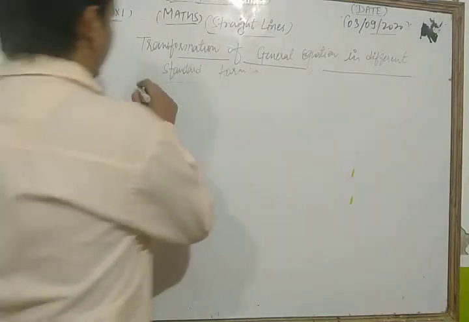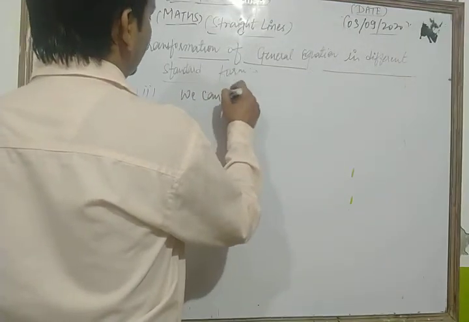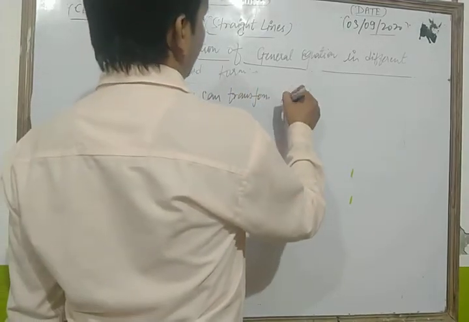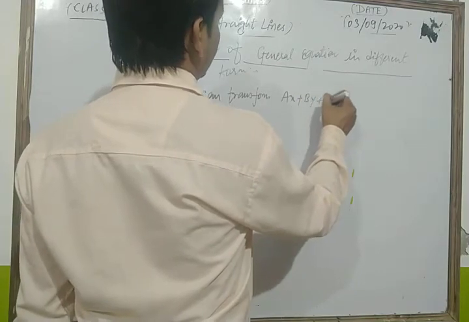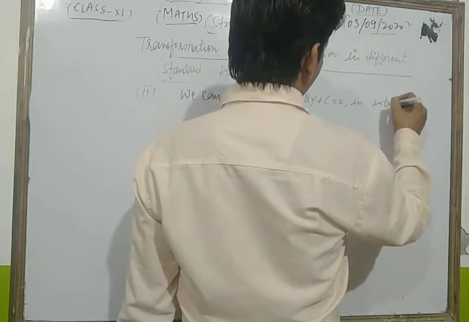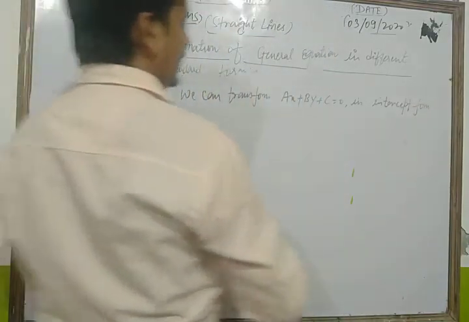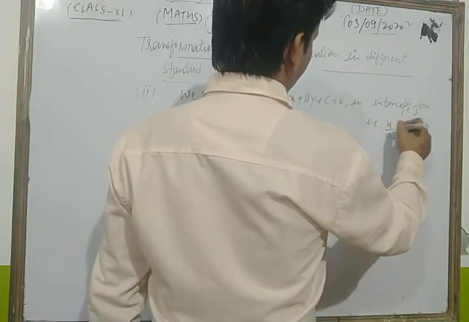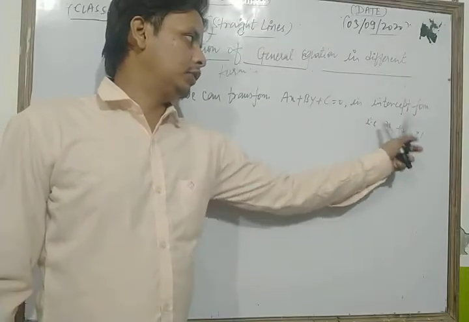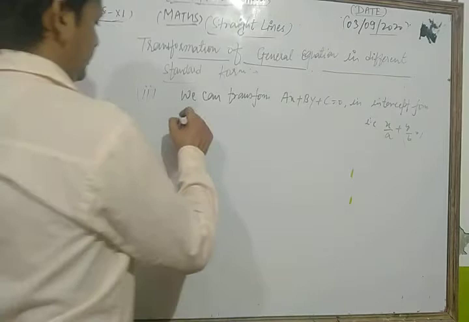Now we take the second part. We can transform the equation of a straight line ax plus by plus c is equal to 0 into intercept form. And you know that the intercept form is x upon a plus y upon b is equal to 1. This is the equation of a line in intercept form, which was discussed in previous classes.